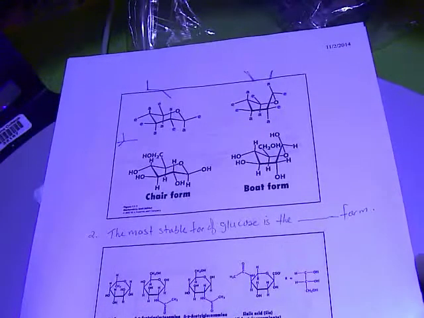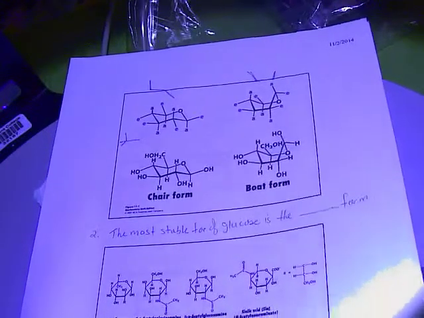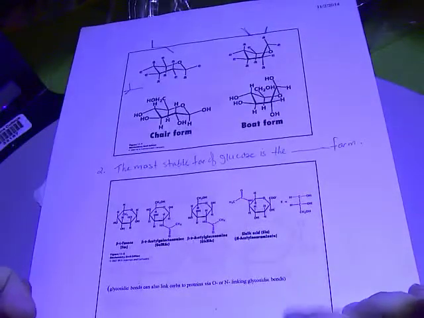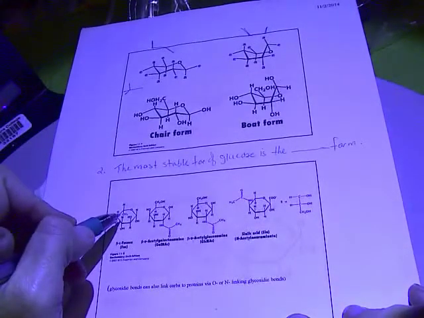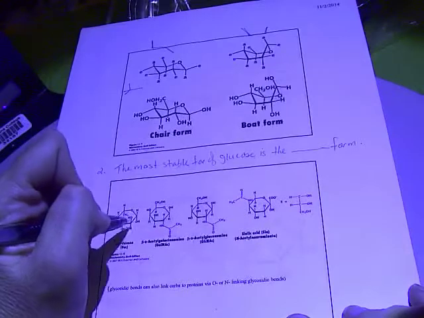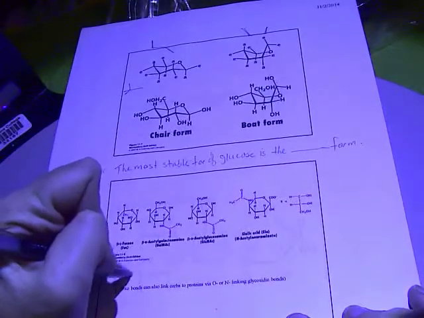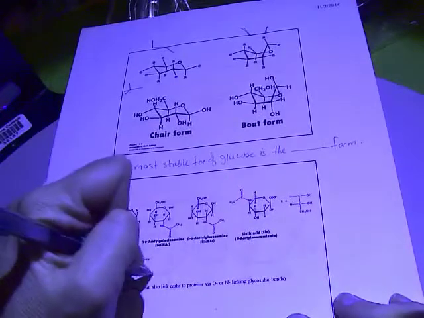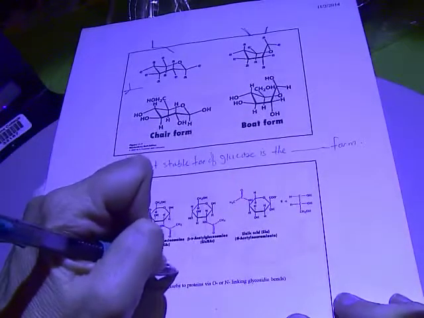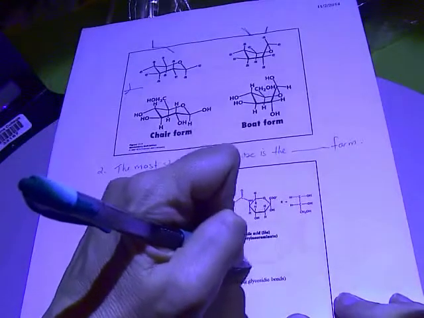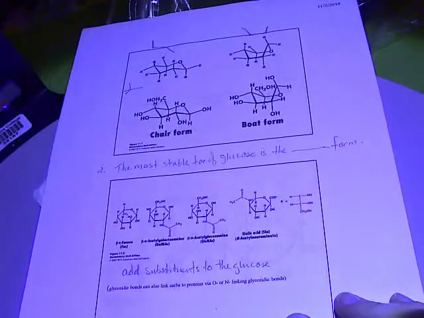All right, so now we're going to talk a little bit about some other things we can do. So these structures here demonstrate the advantage of having OHs on a molecule, right? We can add substituents to the glucose molecule, and we can create a very diverse collection of sugar moieties.